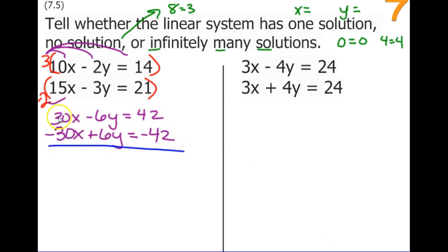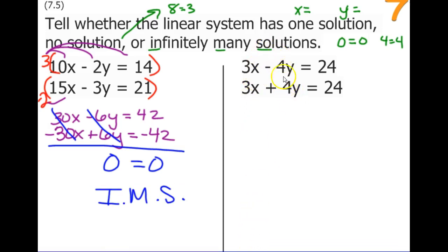So now we can eliminate these. Actually, the x's go away and the y's go away because they're both opposites. Now we have 0. 42 minus 42 is also 0. So because they're the same number, that means it's really the same line if we were to graph it. So we have infinitely many solutions.